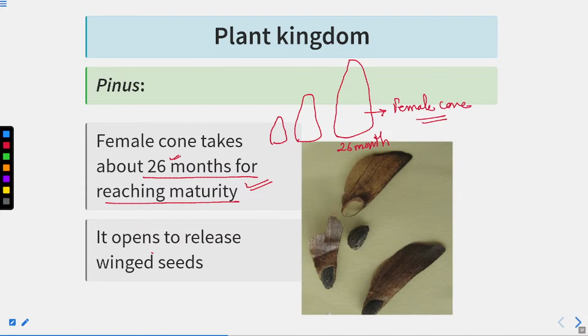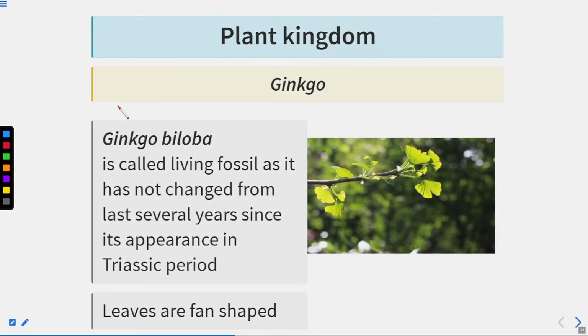Okay, so it opens to release winged seeds. So here you can see the winged seeds like this. This is the wing, and you can see the seed which was earlier attached here, but now it is detached. Here you can see this is the seed and this is the wing. So winged seed is present in which species? Pinus. This is one of the important features.